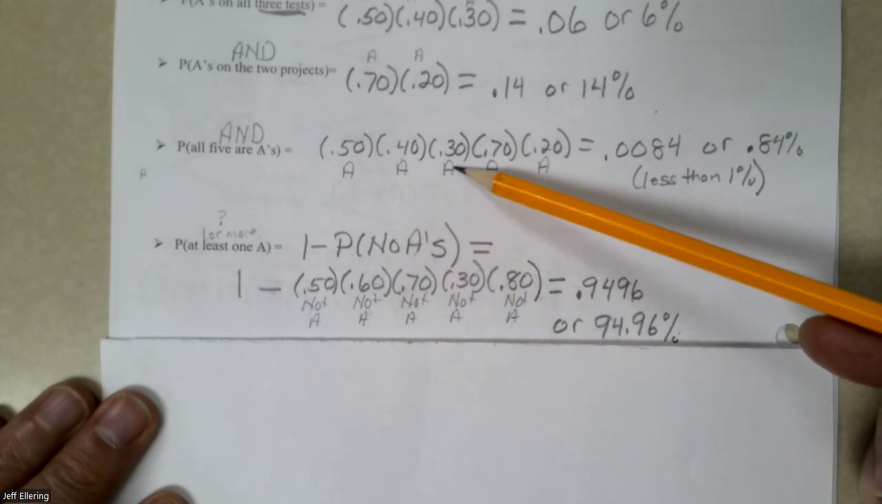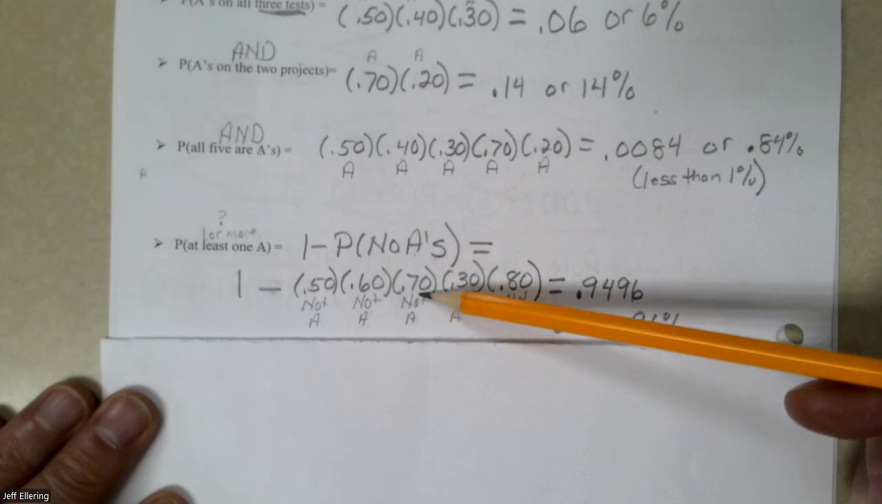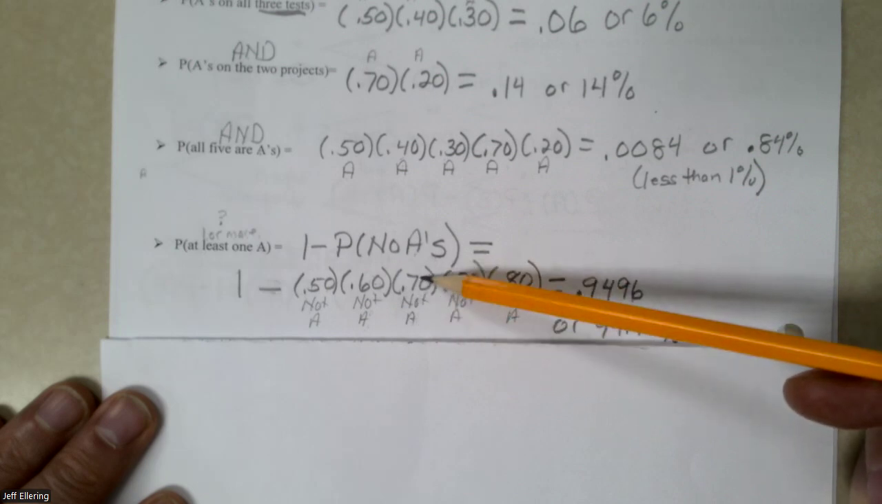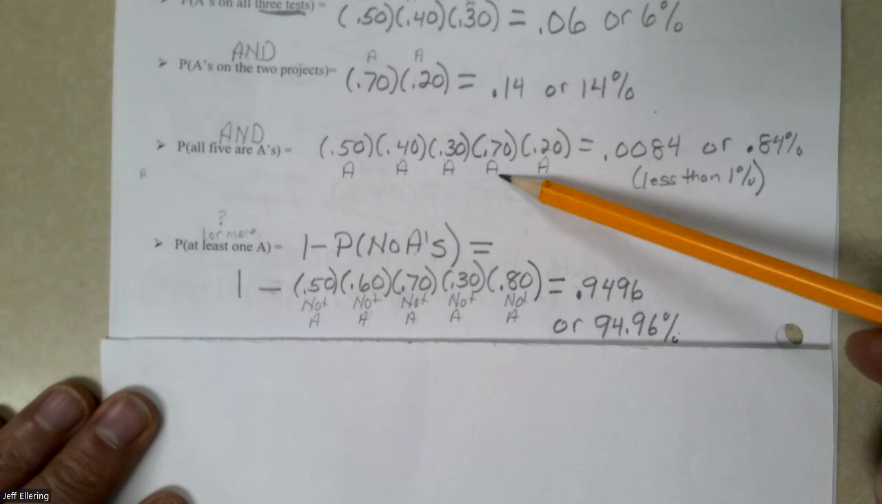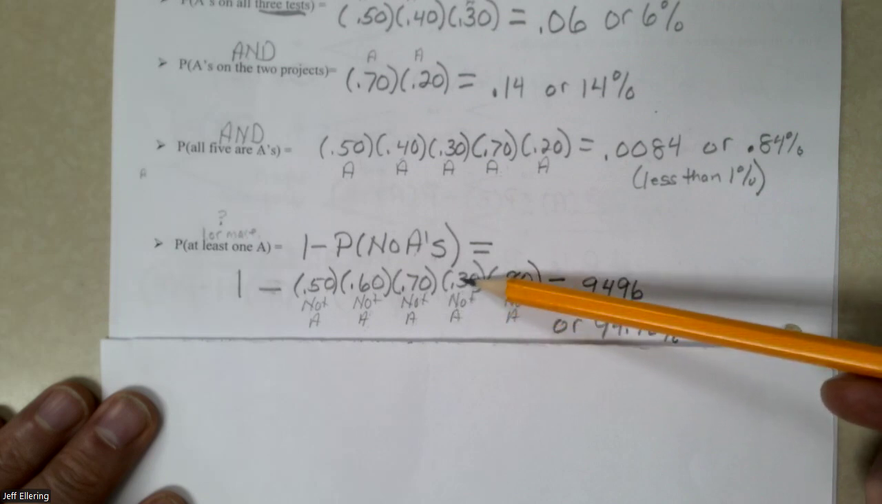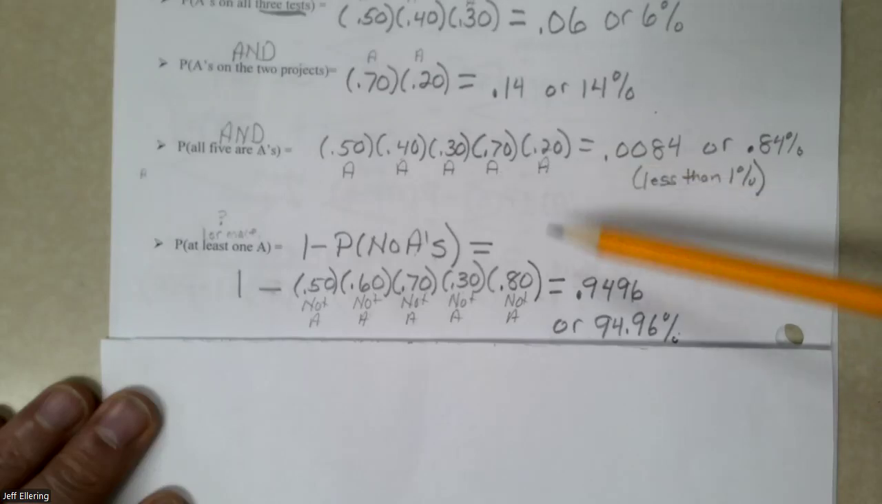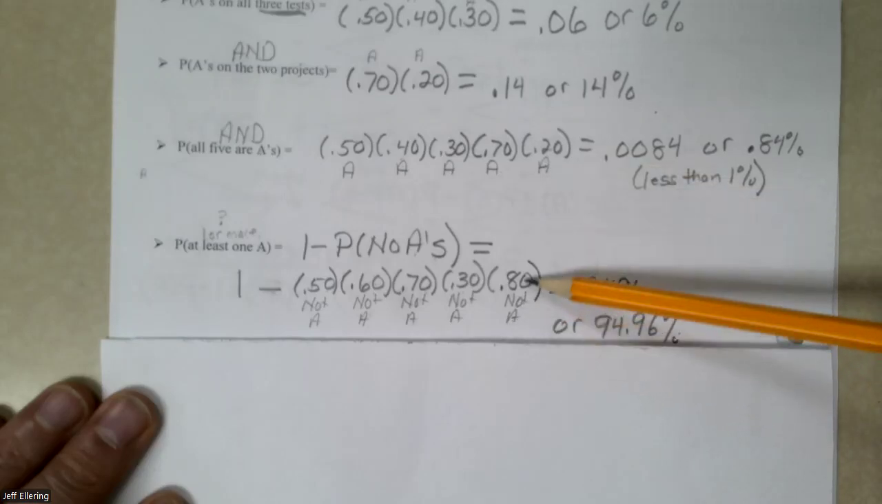Getting an A on the third test is 0.30. So not getting an A is 0.70. Okay, project. Getting an A on the first project is 0.70. Not getting an A is 0.30. Getting an A on the second project is 0.20. Not getting an A is 0.80.